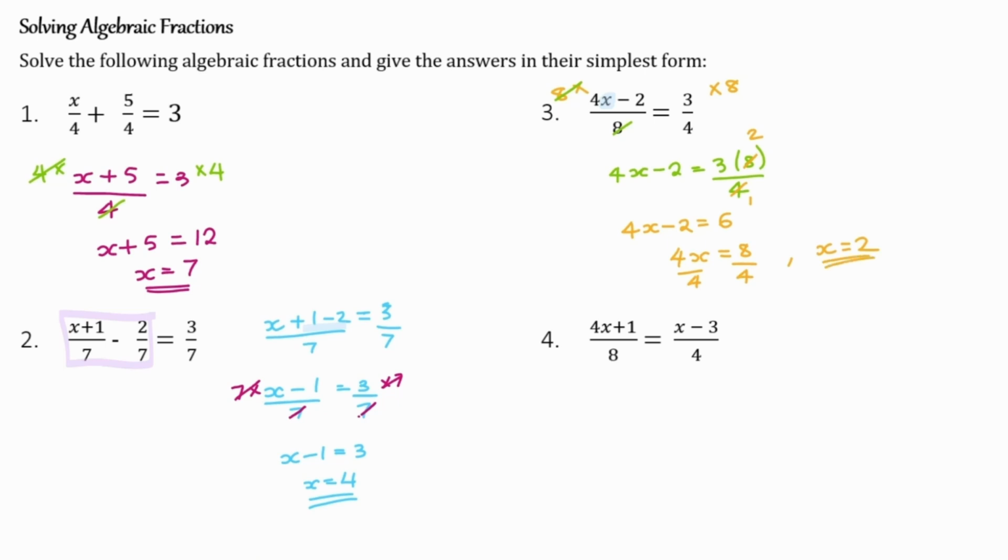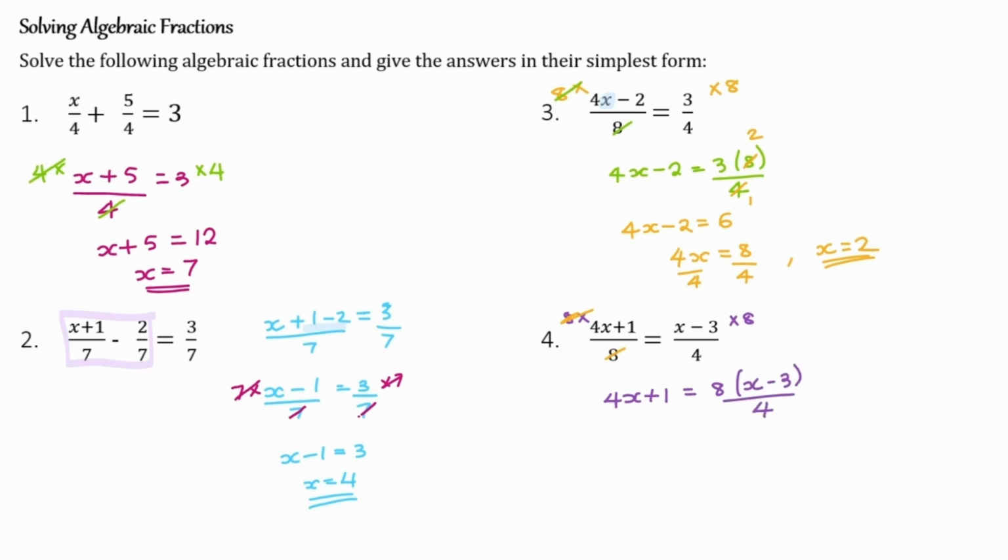For number 4, we have (4x plus 1) over 8 is equal to (x minus 3) over 4. So again, we need to get rid of the denominators on both sides, and we can do this by multiplying both sides by 8. So again, the 8's on the left-hand side would cancel out, and we would have 4x plus 1 is equal to 8 multiplied by (x minus 3) over 4.